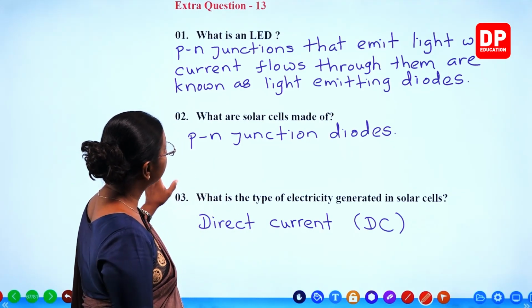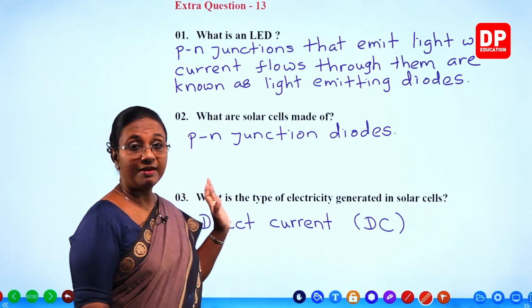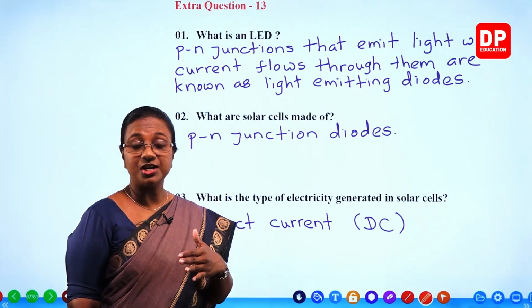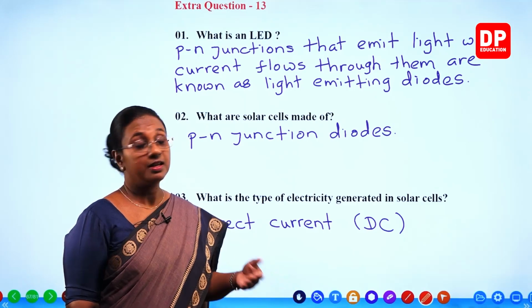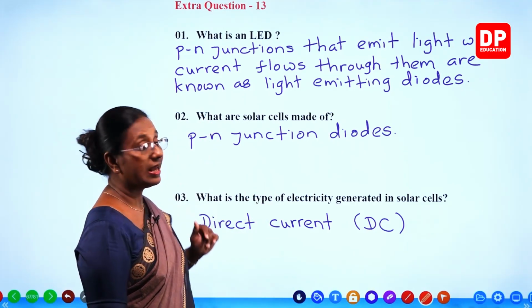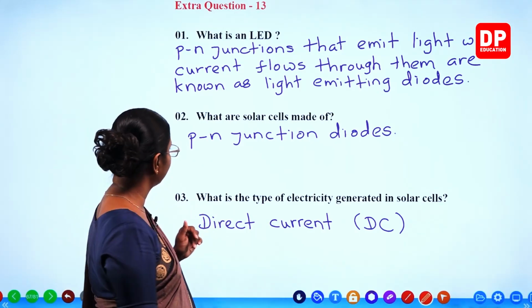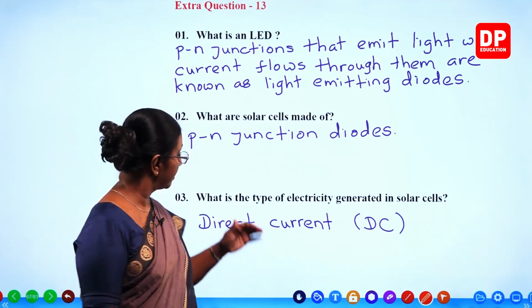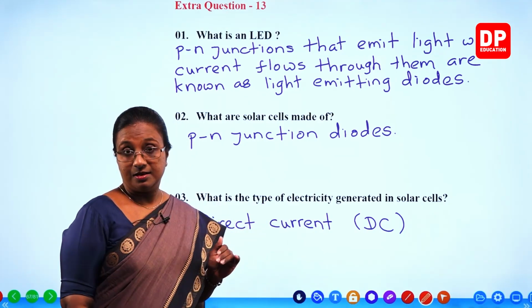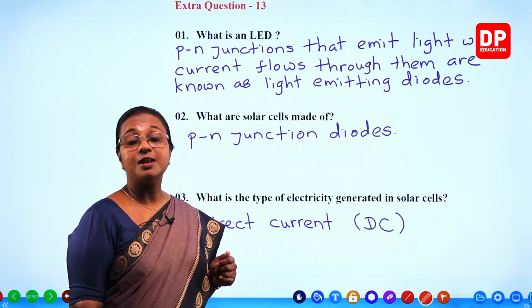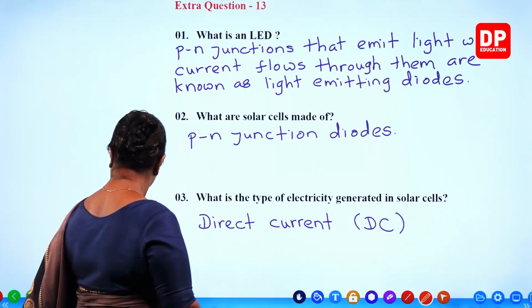So, these are different types of diodes. If you have an LED, when current flows through the PN junction, there is light emitted. So, those types of PN junction diodes are known as LEDs, light emitting diodes. And even the solar cells are made up of PN junctions. And they generate direct current. So, with that, students, I'll move on to the next question.